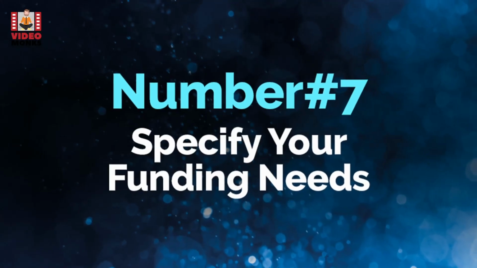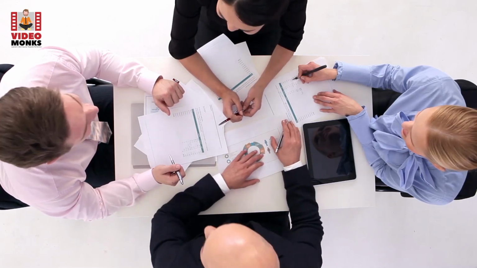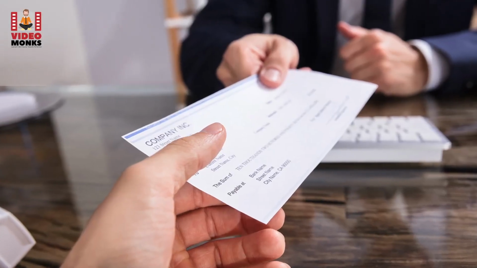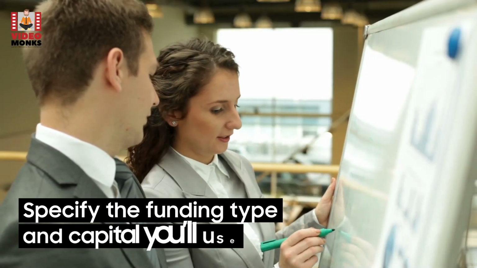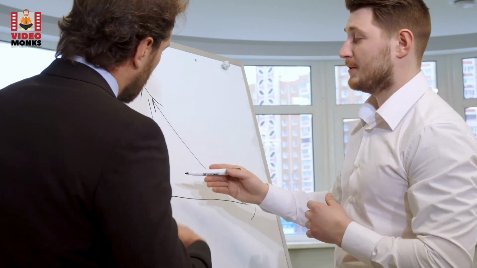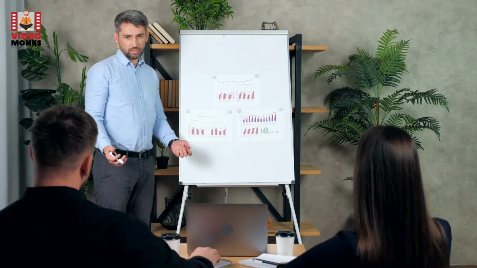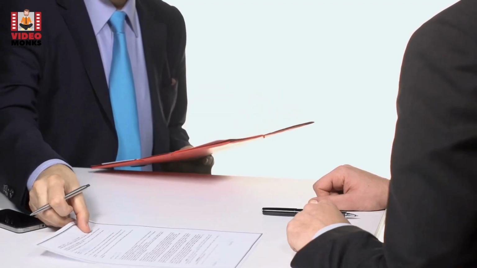Number 7. Specify your funding needs. Though not a compulsory element to include in a business plan, it's vital if finding funds is your main goal. Simply stating that you need funds won't work. Instead, you'll have to specify the funding type and capital you'll use. Some investors also take an interest in seeing a business's exit plan. The exit plan gives insight into your future strategy to sell your business, whether to another company or in public. However, you can skip this part if you're not seeking angel investors or venture capitalists.